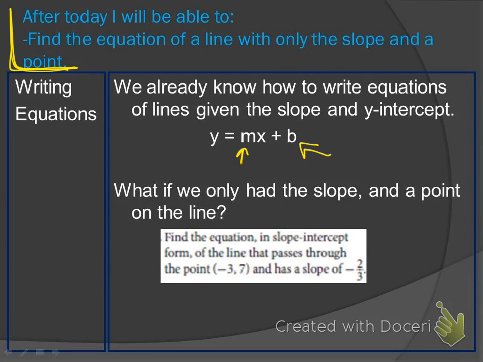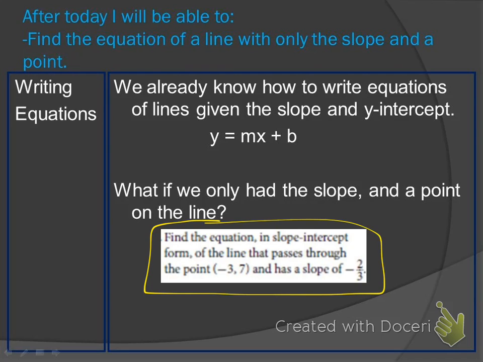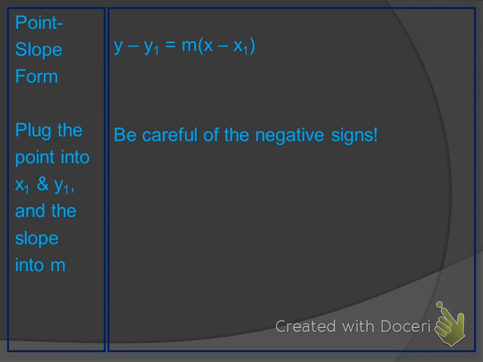Okay, easy enough. Now though, what if we had a problem that looks like this? First of all, don't worry about that part. Find the equation. But look, we've given you a point, and we've given you a slope. How would you find that equation? Well, let's take a look. It's really easy. We use this thing called point-slope form. Here's the equation for point-slope form.